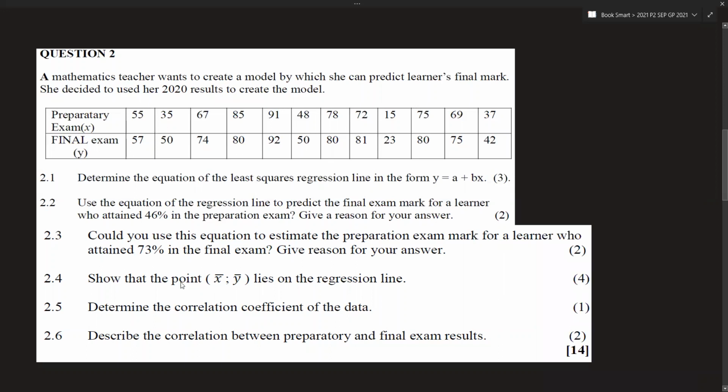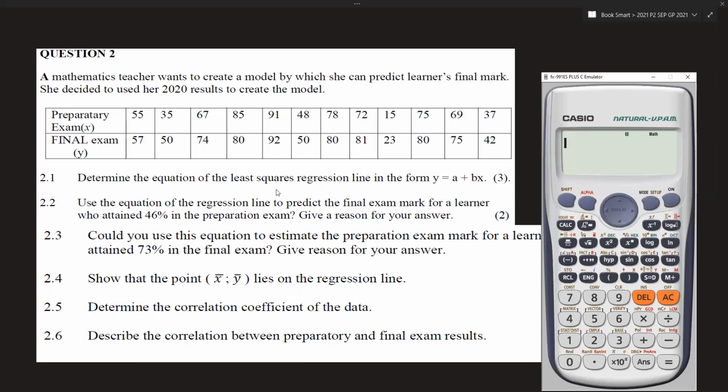So before even reading the questions, I will just punch in the calculator, because I know regression is always a calculator usage activity. Okay, so we're going to start now. Let me get my pen. Where is my pen? Okay, there we go.